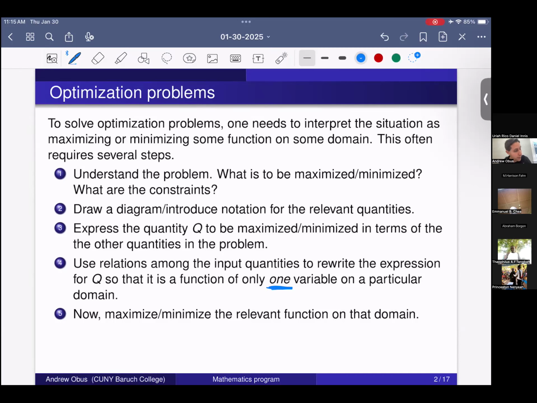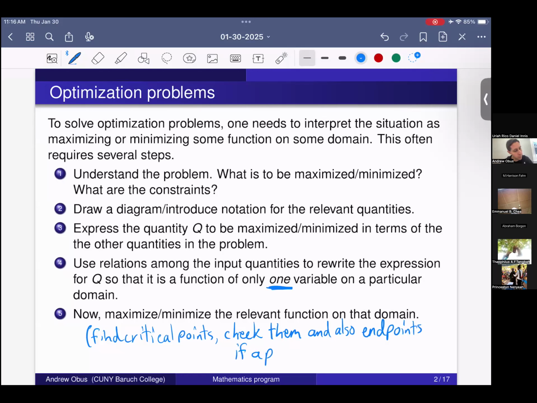And then lastly, now you have a function of one variable on a domain, and we know how to maximize or minimize it. What we need to do is find the critical points and check them, and also endpoints if applicable. This is what you're doing when you're maximizing the relevant function on your domain.